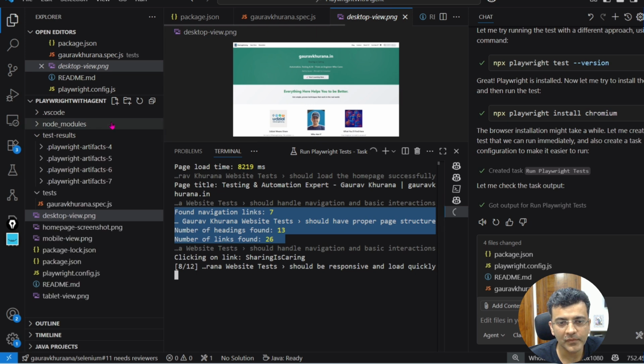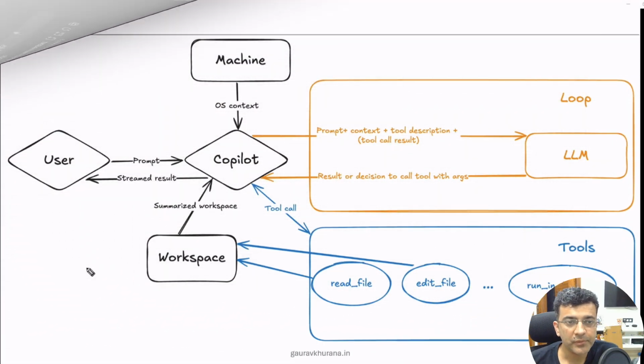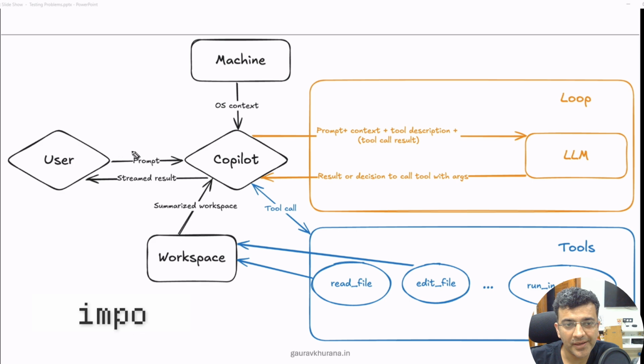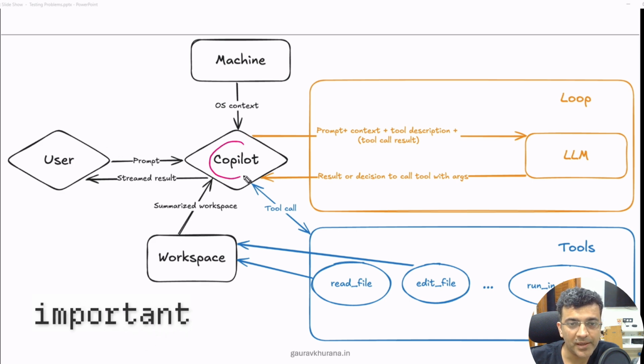So let it complete. Meanwhile, while the tests are running, let's understand this. What happens is Copilot is sitting in your VS Code as an extension, that we installed in the starting.